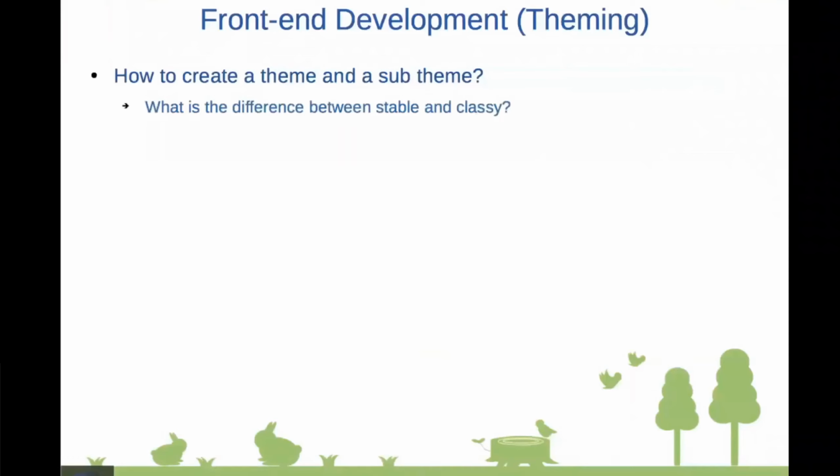I got a question about the stable and the classy basic things. They just ask: what's the best solution to create a theme with the cleanest style sheet and JS? Until now, I don't know the answer. I'm not sure I answered correctly, but they give some options like stable, classy, or whatever. You should never use stable.